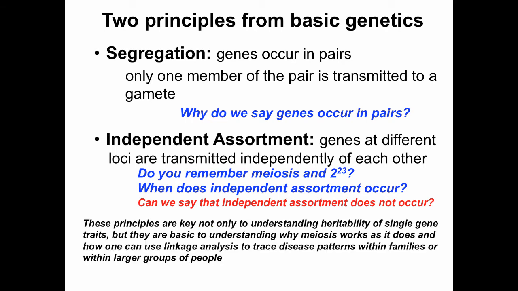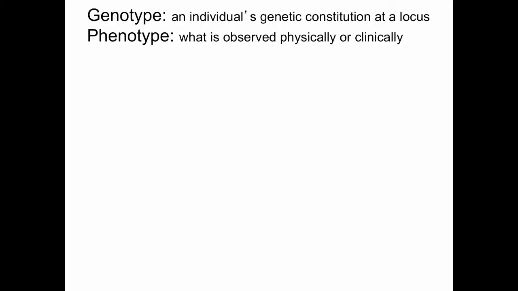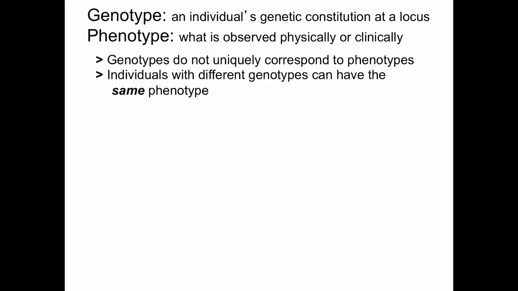These principles are key not only to understanding heritability of single gene traits, but they're basic to understanding why meiosis works as it does and how one can use linkage analysis to trace disease patterns within families or within larger groups of people. Genotype is an individual's genetic constitution at a locus. The phenotype is what is physically observed or what is clinically observed.